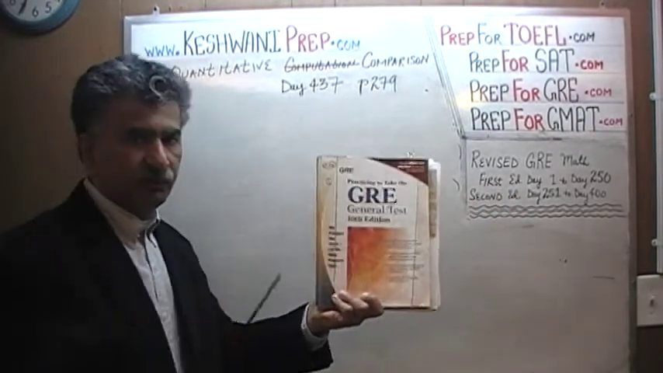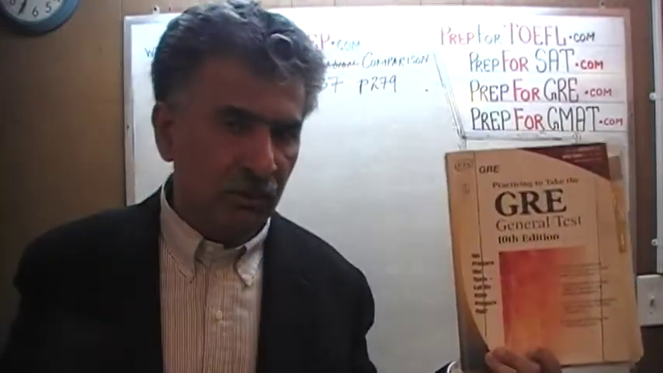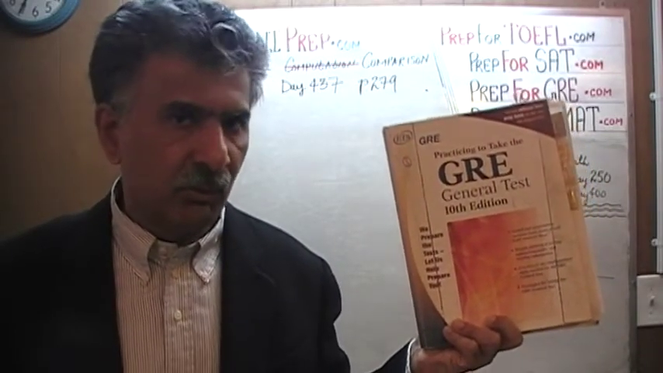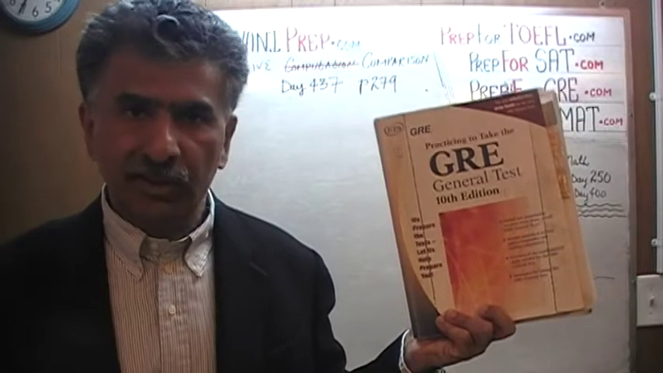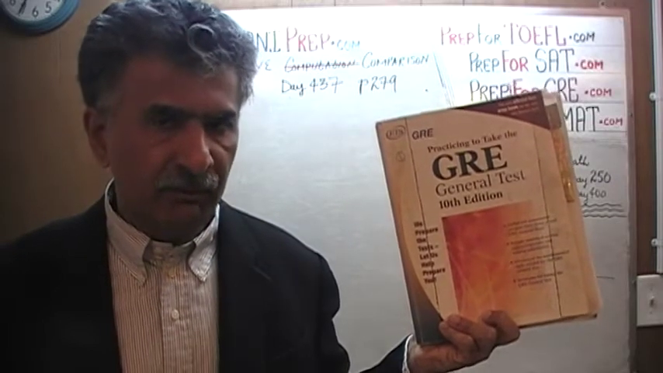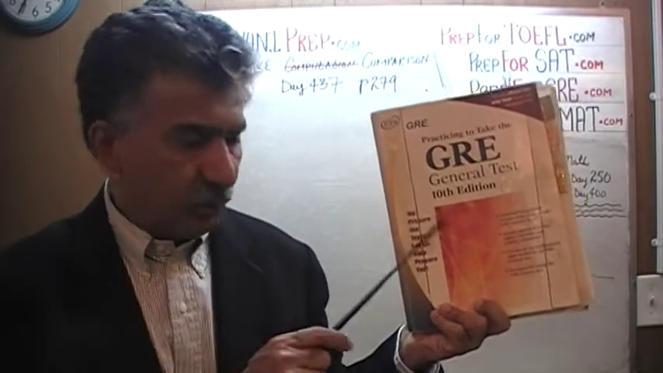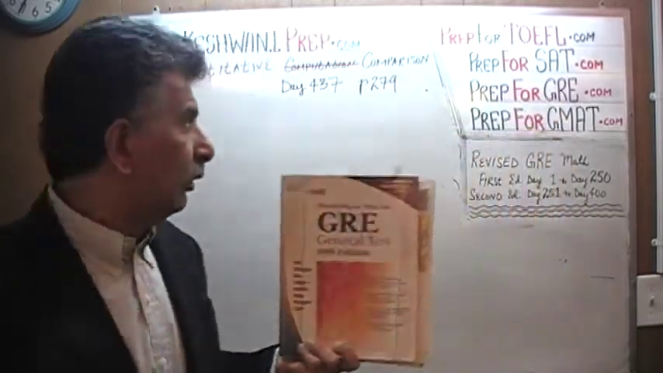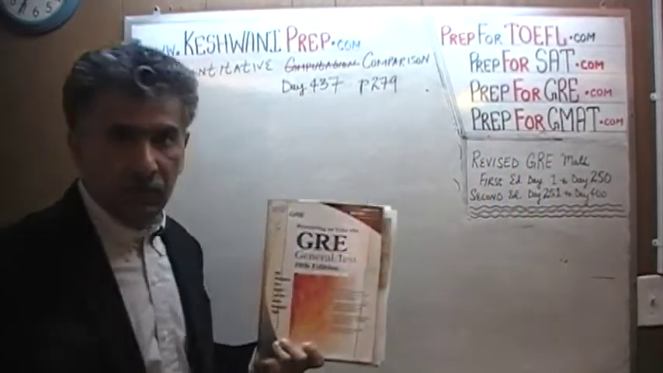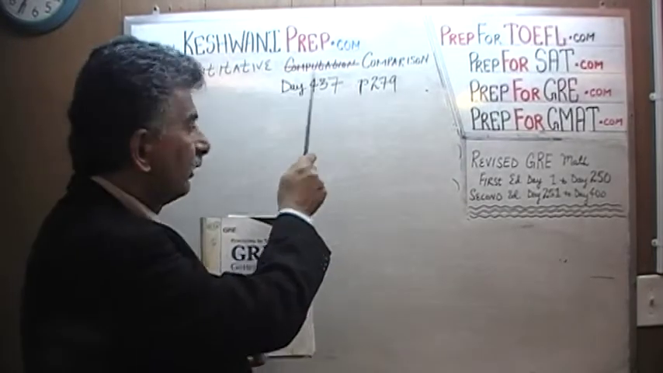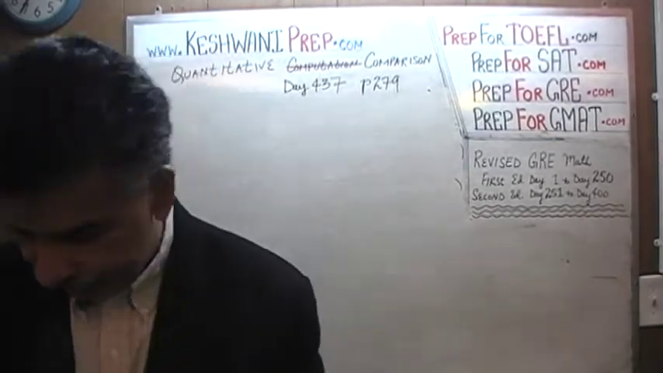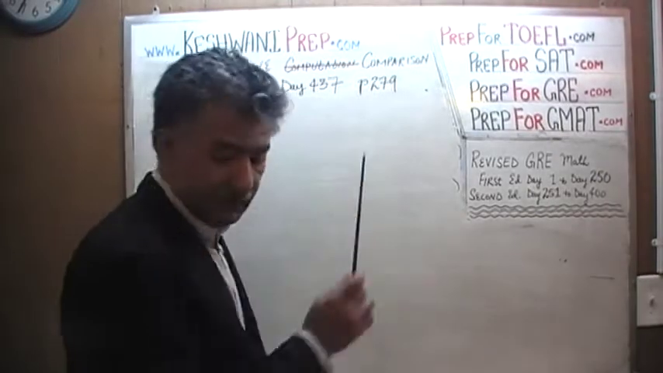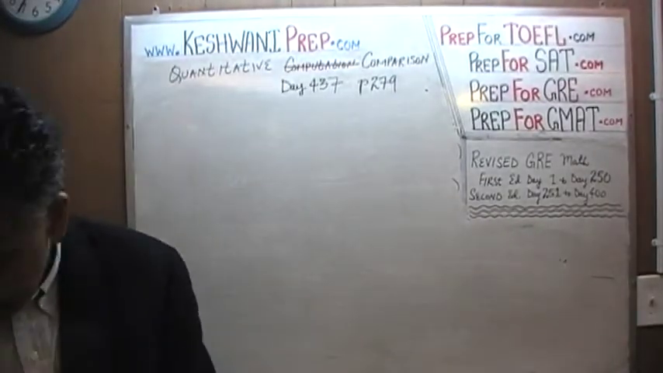Quantitative comparison questions are a very important part of the exam, they are still a big chunk of the exam. Unfortunately, the revised GRE books that I just showed you do not provide enough practice problems. To get some additional practice, we started solving problems out of this book here, the 10th edition of the general GRE. We are right now on page number 279. We began this process on day number 401. Let's turn to page 279. We are on problem number 6.